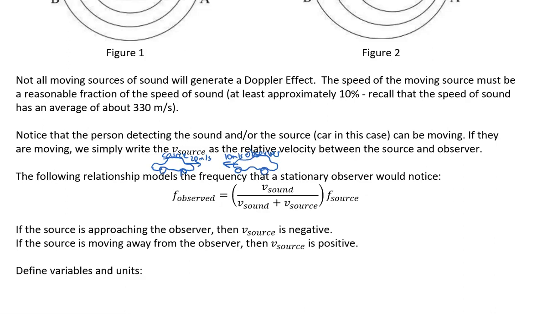And the reason that this is not the same equation is because there are some slight issues with the equation they've used in certain situations. In particular, their equation falls apart when the observer is moving. And so this will work regardless of whether or not the observer is moving. If the source is approaching an observer, then V source is negative.